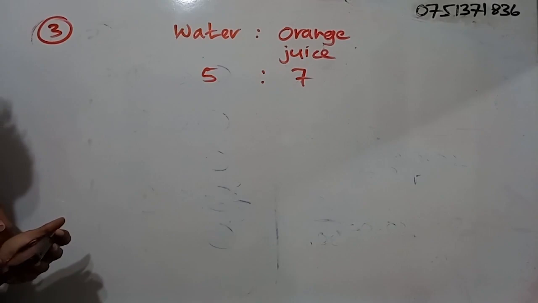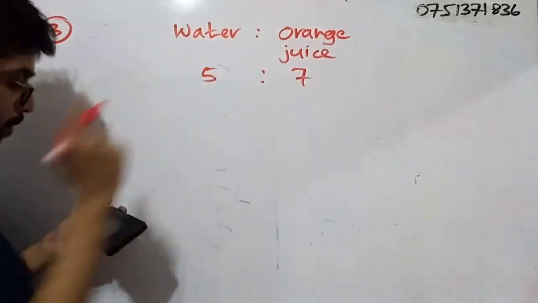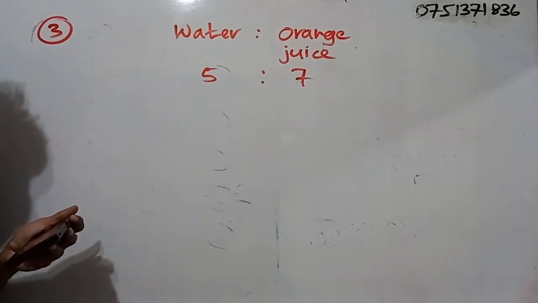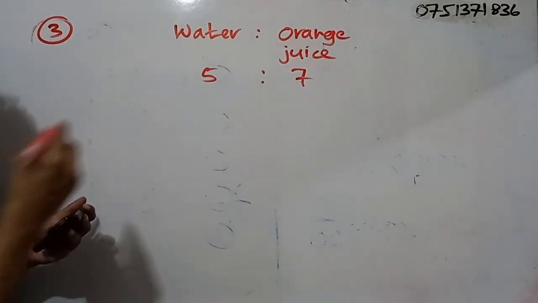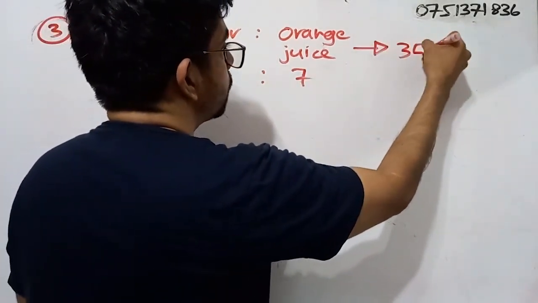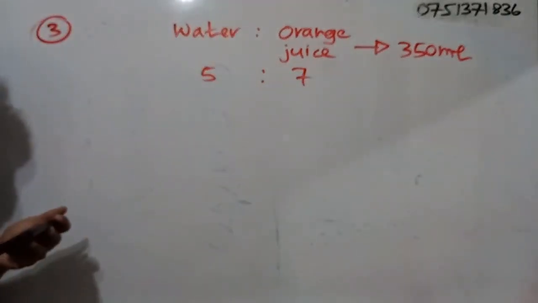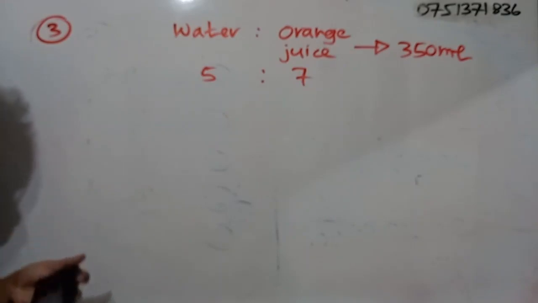Question number 3. A fruit drink is made using water and orange juice in the ratio 5 to 7. So water and orange juice, the ratio is 5 to 7. If the quantity of the orange juice used is 350 milliliters, what is the total volume of the fruit drink that is made?